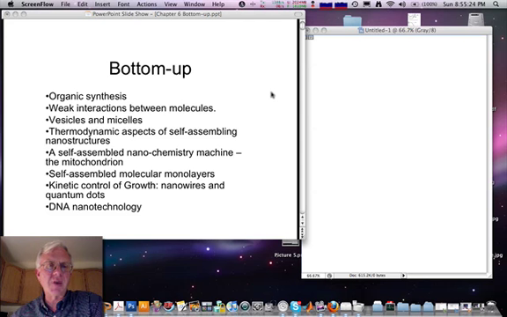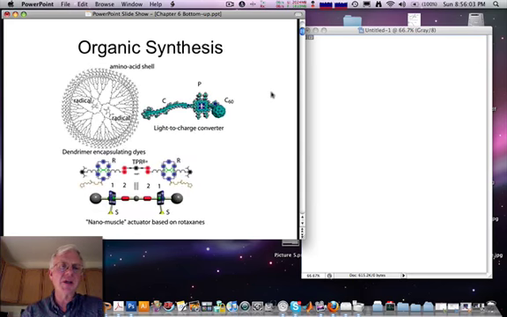We'll then talk about techniques for making self-assembled molecular monolayers, and then a number of structures that are made by growing crystals, but doing it in such a way that the growth in one direction or several directions is retarded or accelerated by kinetic control of growth in particular directions. So this is for the growth of nanowires or quantum dots. We'll end with a great fun topic, DNA nanotechnology, a topic of great promise and certainly already producing some quite remarkable nanostructures very efficiently. Let's start with organic synthesis.